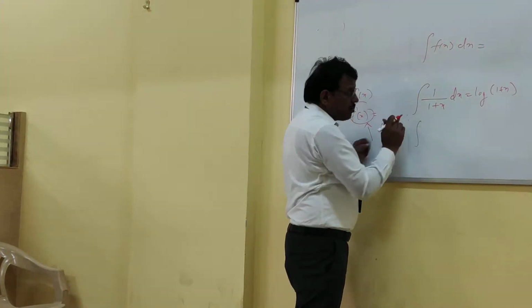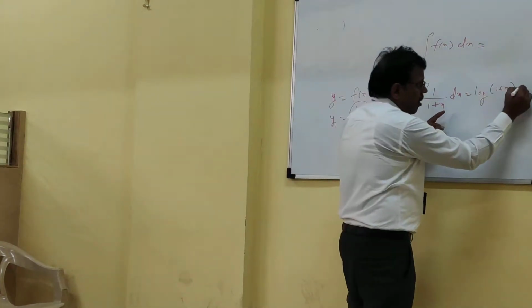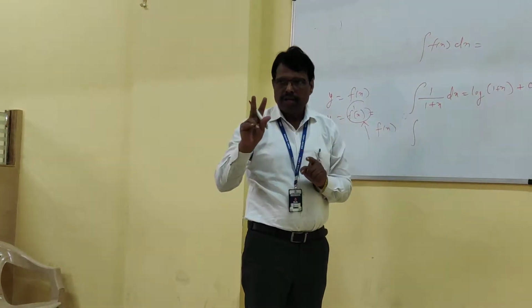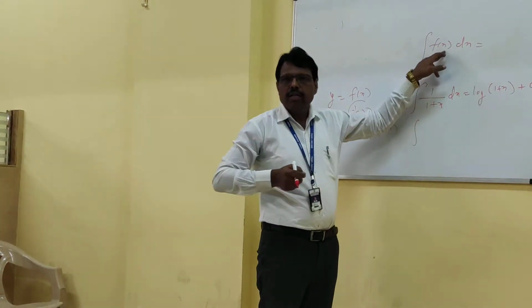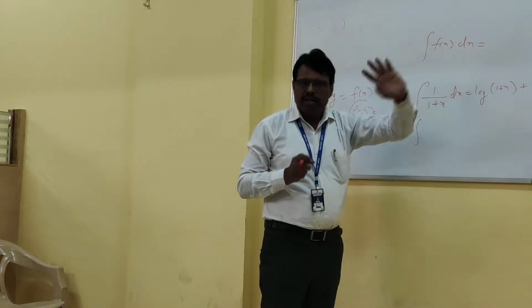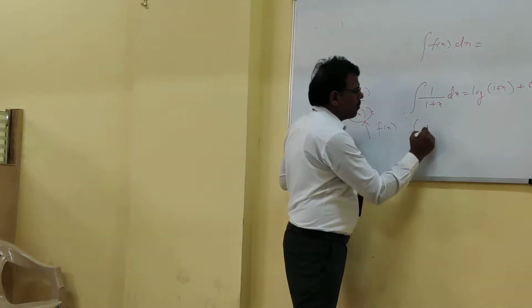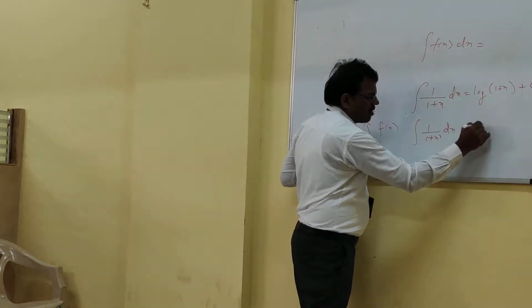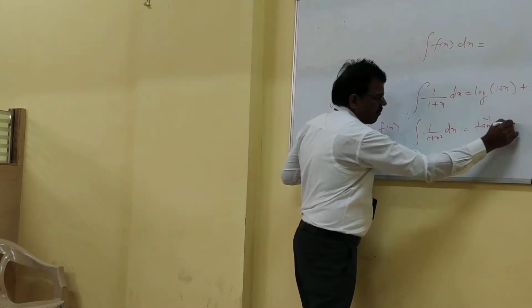This must be an indefinite integration. There are two types of integrations: one is indefinite, another is definite. Indefinite means we have to write plus c, since the derivative of that plus c is 0. Then another example is 1 upon 1 plus x square. This integration is tan inverse x plus c.